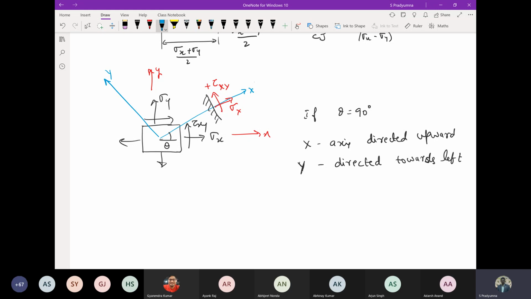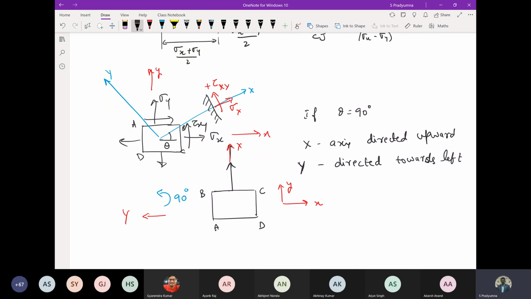So what will happen is that if this element is rotated by 90 degrees, the element looks as it is. Let's say I call this A, B, C, D. Then what will happen now? This will be my B, C, and this is A and D, correct? This is my capital X axis. This is my capital Y axis. This remains as X axis and this remains as Y axis.